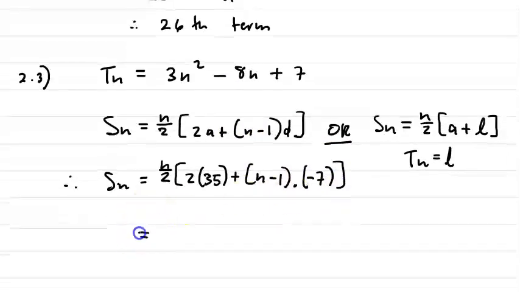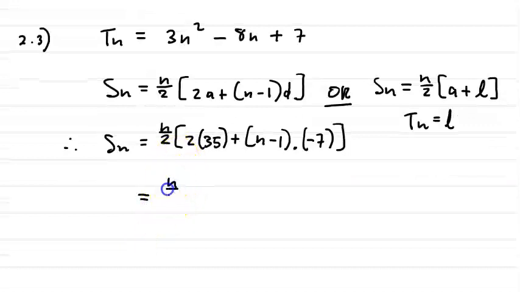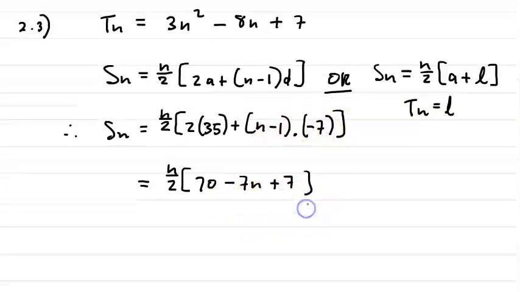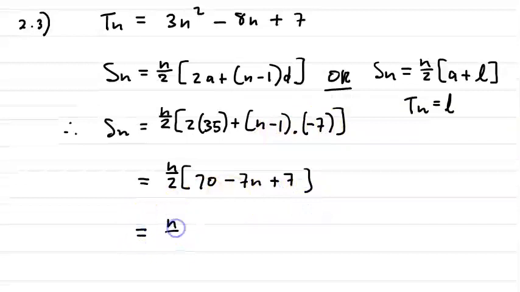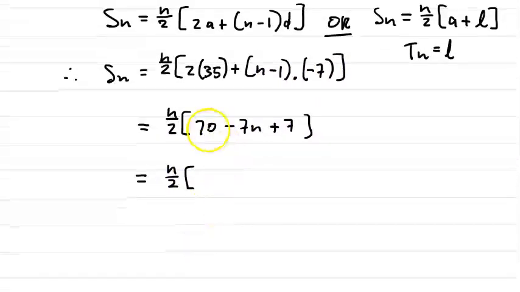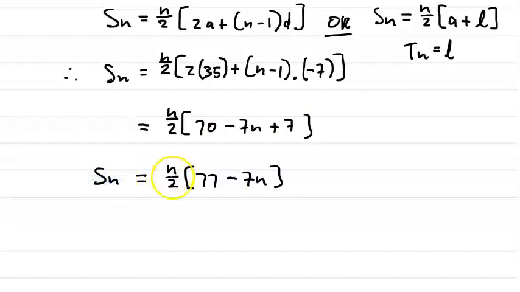Now let's simplify. n over 2, 2 times 35 is 70. And here, if we take minus 7 into the brackets, we'll get minus 7n. Minus 7 times minus 1 is positive 7, which is equal to n over 2, 70 plus 7 is 77 minus 7n. So therefore, now we have Sn equals n over 2 into 77 minus 7n.